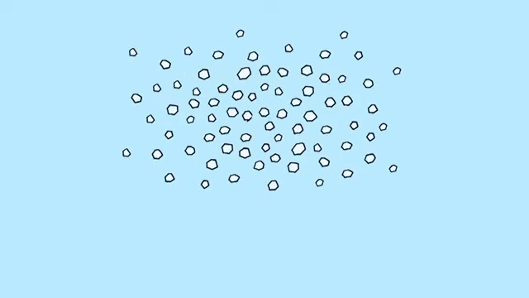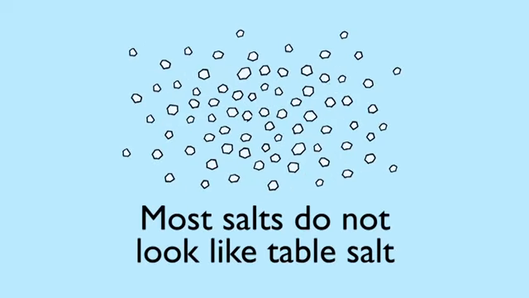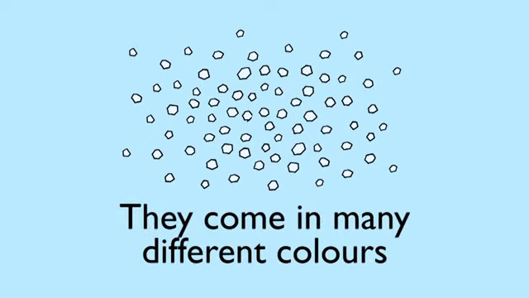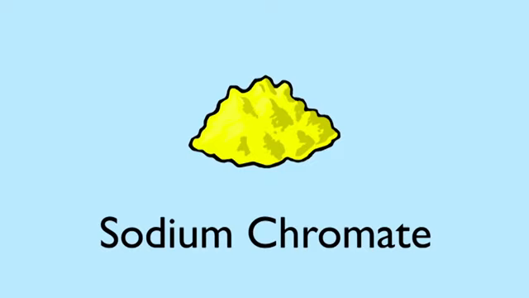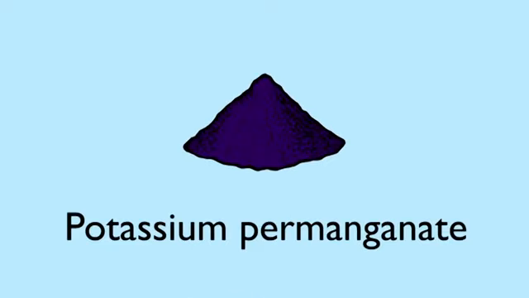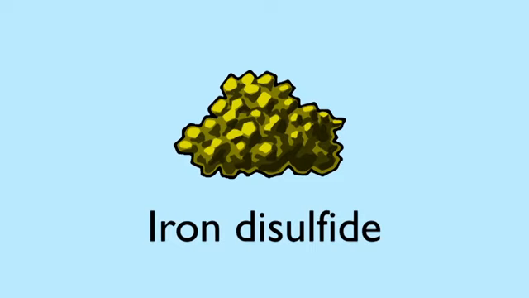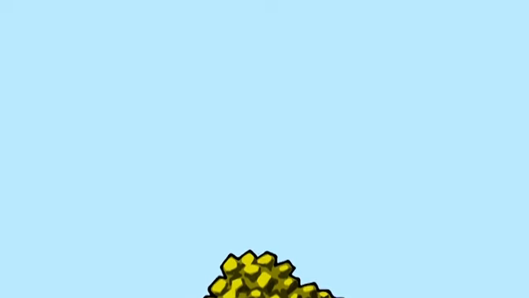You might wonder if all salts are small transparent crystals, just like table salt. Certainly not. Salts come in many different colours. Sodium chromate is yellow, potassium permanganate is purple, and iron disulfide is shiny and metallic. In fact, it's a mineral commonly called fool's gold.